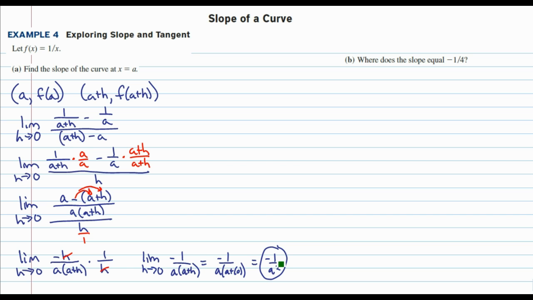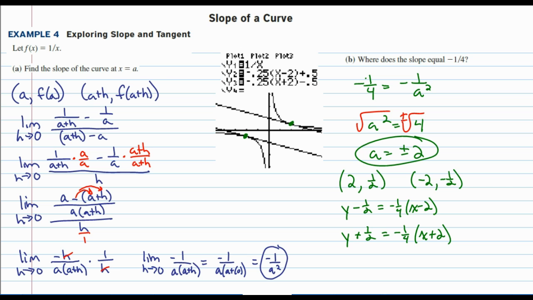Okay, so then part B is another advantage. Where does the slope equal negative 1/4? So all I have to do is set negative 1/4 equal to the equation I found representing the slope, and I get that a is either positive or negative 2. So to answer the question, the slope equals negative 1/4 at the two specific x values, positive and negative 2.